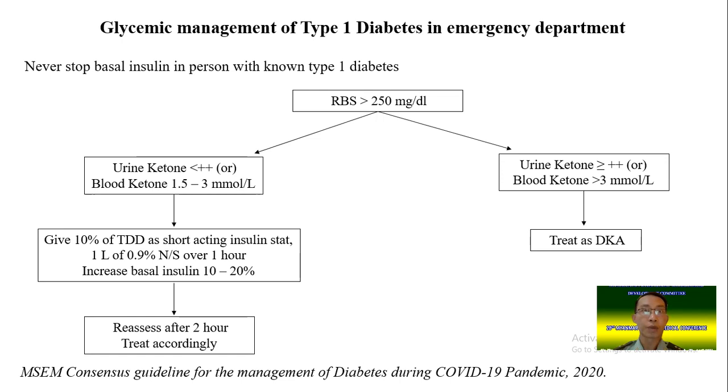This slide shows the glycemic management of type 1 diabetes in the emergency department. Never stop insulin, and if the patient's RBS is more than 250 mg per deciliter, we should check urine ketone or blood ketone. According to the result, if urine ketone is less than 2 plus or blood ketone is between 1.5 to 3 millimole per liter, we should give 10% of the daily dose as short-acting insulin, and 1 liter of 0.9% normal saline over 1 hour, increase basal insulin by 10 to 20%, and reassess after 2 hours and treat accordingly. If the urine ketone is more than or equal to 2 plus or blood ketone more than 3 millimole per liter, we should treat as DKA.